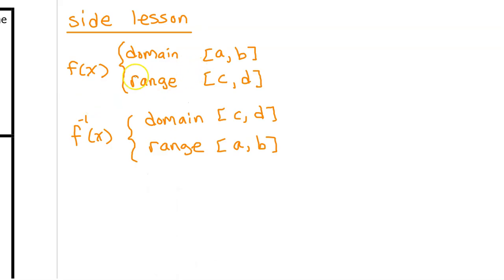Quick side lesson. If f of x has a domain from a to b and a range from c to d, then the inverse of f will have a domain from c to d and a range from a to b. In other words, the domain and range are reversed for the inverse function.